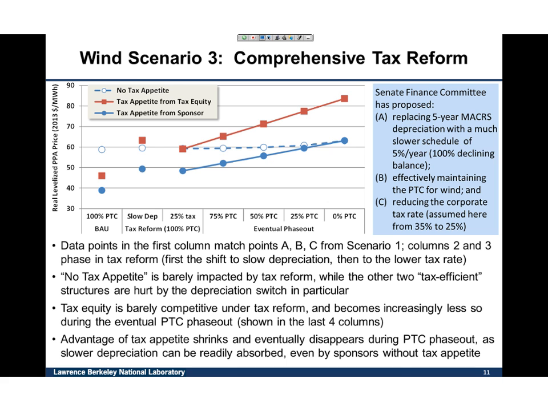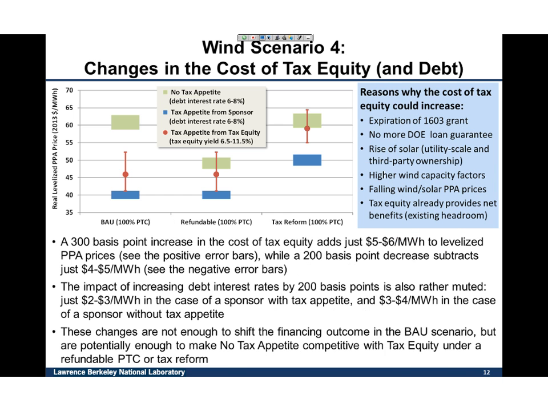Okay, the final wind scenario looks at the impact of changing assumptions about the cost of capital, whether it's tax equity or debt. The blue box in the top right of the slide lists 6 reasons why the cost of tax equity could increase from current levels. These are all explained in more detail in the report.